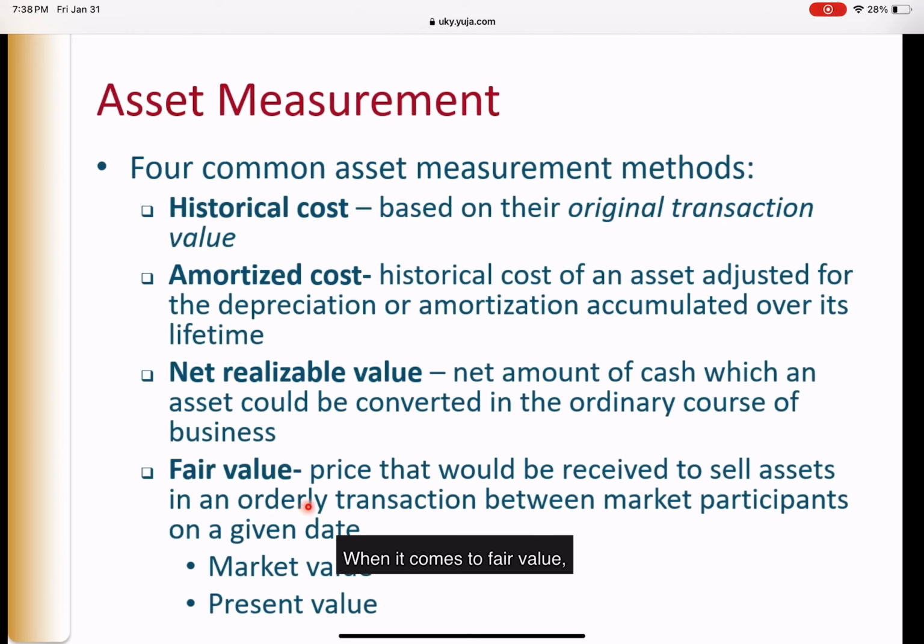When it comes to fair value, that's sometimes used for certain assets, especially your investments, where since historical cost is no longer important, you look at fair value of an investment. You say, well, what is that worth now? And we write them up or down at the market value or present values, which is a little beyond the scope of this course right now.